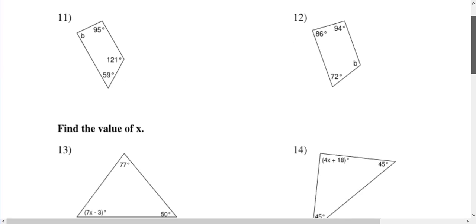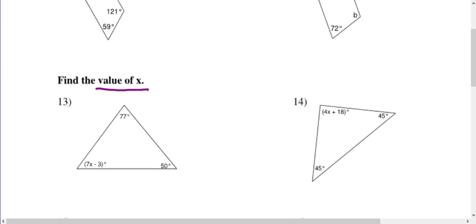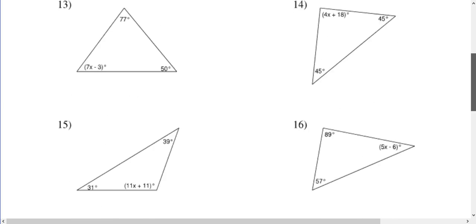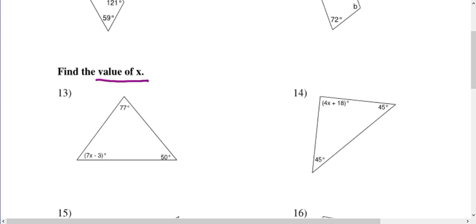Now, there is a second type of question where it says find value of x. Now, what we have here is we'll have triangles, we might have some quadrilaterals, but the strategy is still the same. All angles in a triangle add up to 180. So what we would do here is we would write that out. This angle is actually represented by 7x minus 3. This one is 77 and this one is 50. So if I write that out, I will say this is A, B, and C. So my angle A plus angle B plus angle C will be equal to 180 degrees.